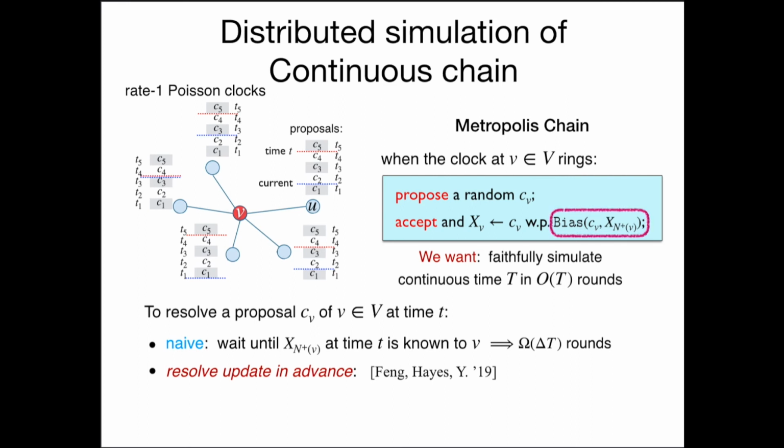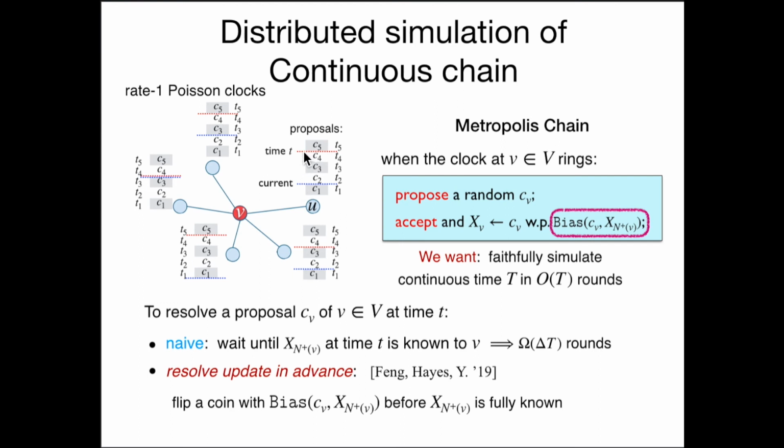Ideally, if the neighborhood configuration at time t is fully known, this bias is known, and we can flip this coin correctly. The main idea here is to correctly flip a coin before its bias is fully known. For example, suppose that to resolve its own update, vertex V needs to know the neighbor U's spin at time t, but U has only progressed up to this time, this blue line.